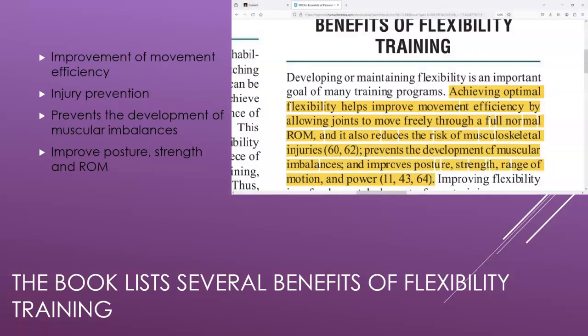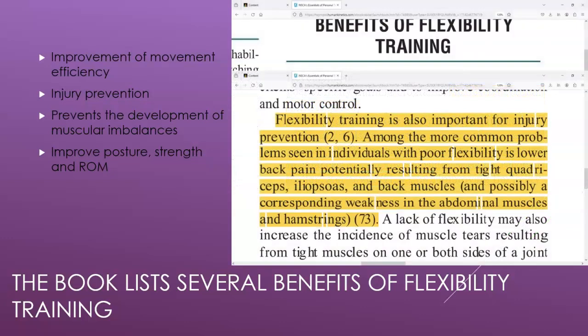And the book reinforces this, and they reinforce it in 2 different chapters. You look at this and they try to tie in a relationship between low back pain and flexibility that you see from the quadriceps, iliopsoas, psoas, and the back muscles. So I'm on board with this as well, but you're going to have people in the industry who push back and say there really isn't much of a relationship.